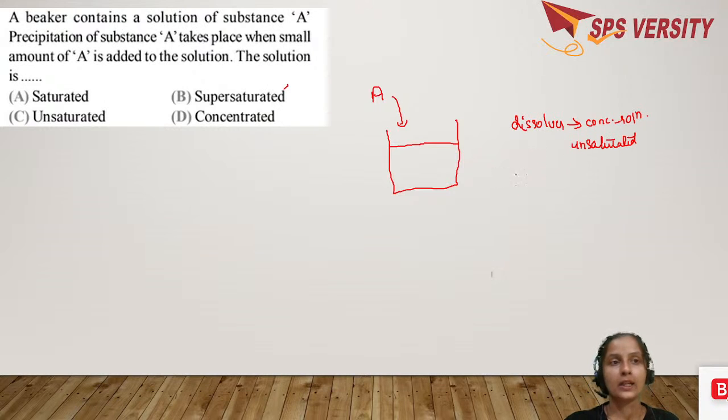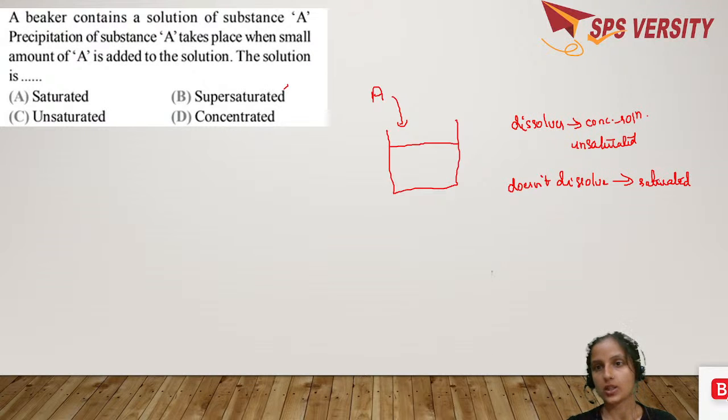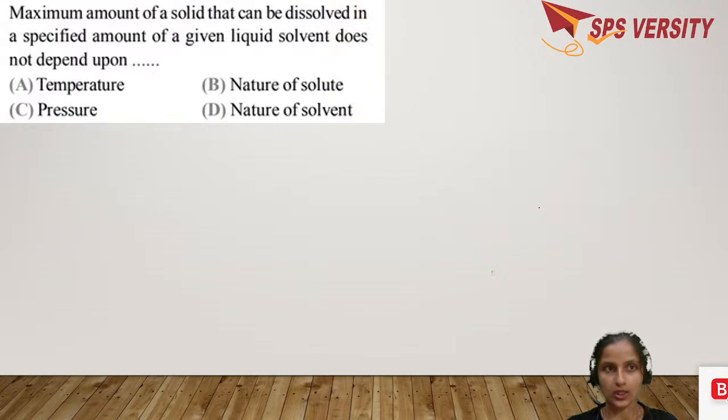And then whatever solute you add doesn't dissolve, it just goes and settles down. This is called a saturated solution. You cannot dissolve more salt at that particular temperature. And if it precipitates, then it's called a supersaturated solution. So the correct answer would be option B, which is supersaturated.